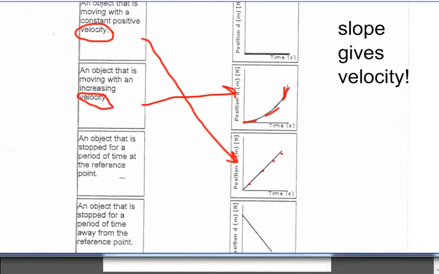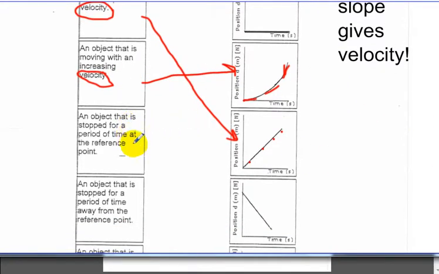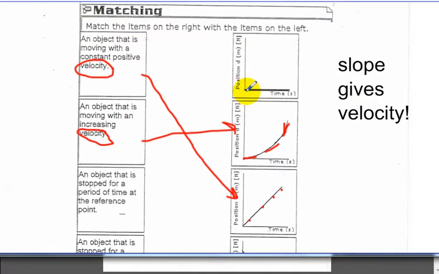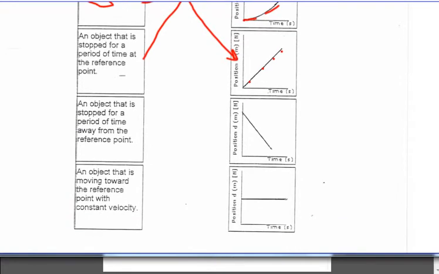Okay? Now next, an object that is stopped for a period of time at the reference point. So it means you're not moving, you're still at your starting position, and I think this graph up here illustrates that. You can see we haven't moved, we're still at our 0 point, time is passing, and we're still at our 0 point. So that graph there matches that description.